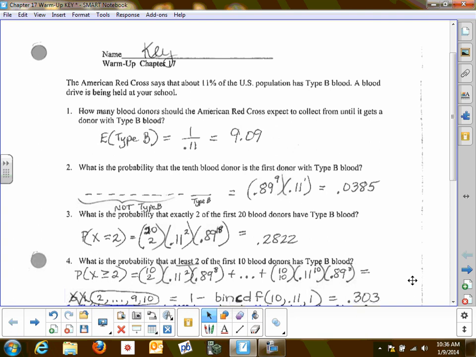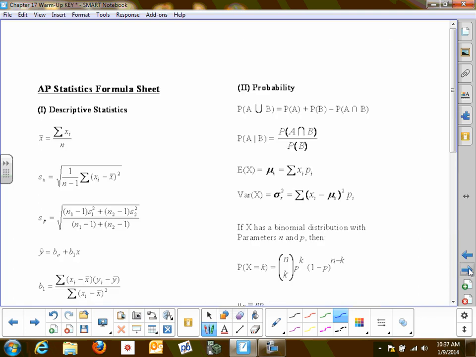The first problem is an expected number problem, but since this is about how long you're going to go until you get something, that actually is the formula that you don't know. That's not on the formula chart. That's what I mean. You're supposed to know it. It's not on the formula chart.